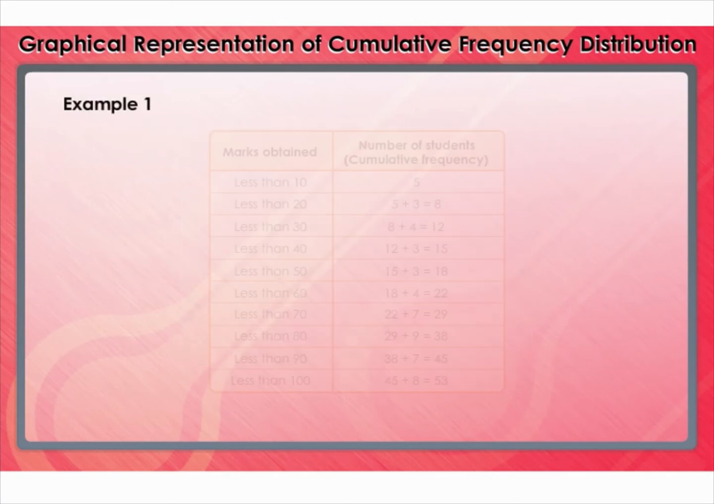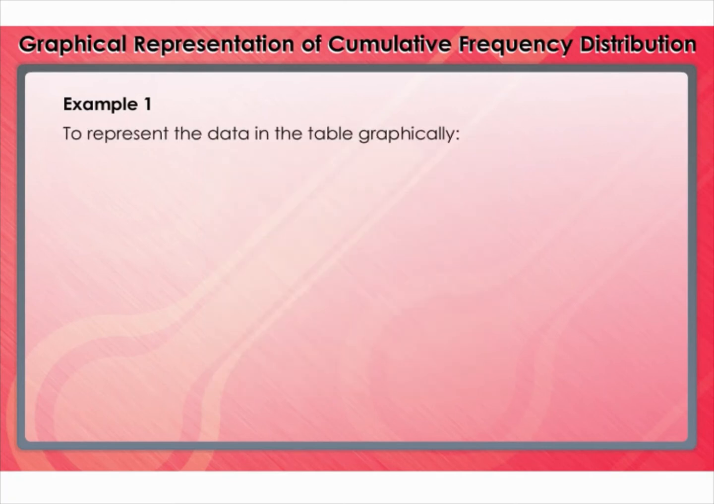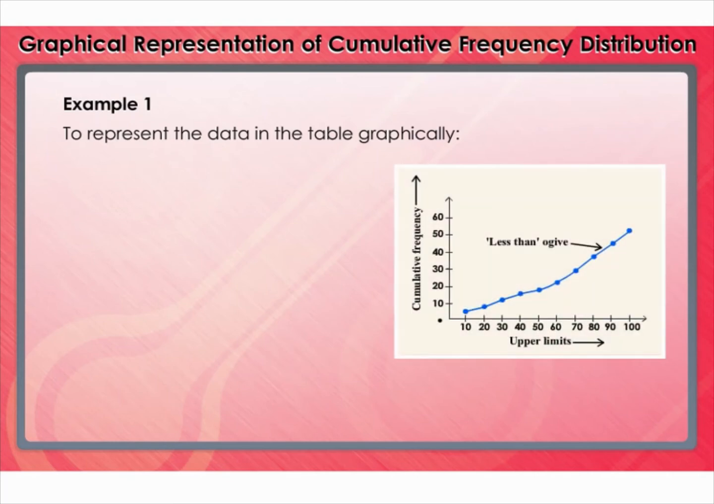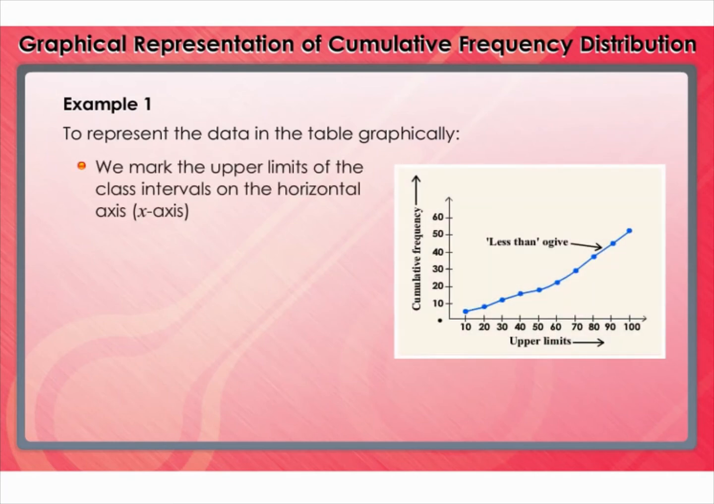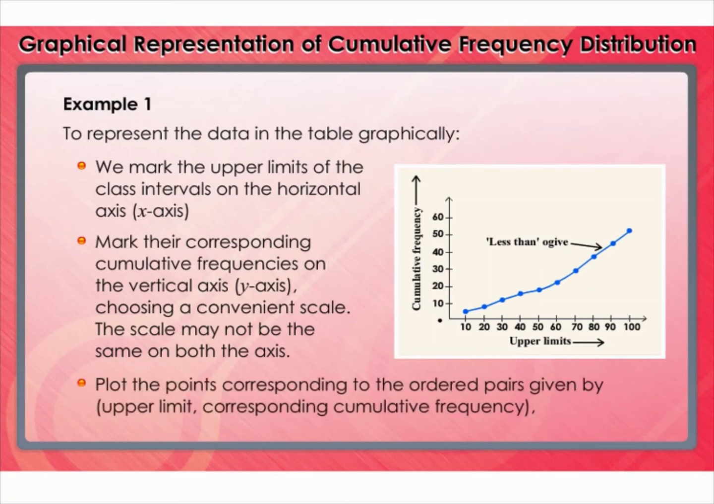For example, let us consider the cumulative frequency distribution given in the table. To represent the data in the table graphically, we mark the upper limits of the class intervals on the horizontal x-axis. Mark the corresponding cumulative frequencies on the vertical axis, y-axis, choosing a convenient scale. The scale may not be the same on both the axes. Plot the points corresponding to the ordered pairs given by upper limit, corresponding cumulative frequency.